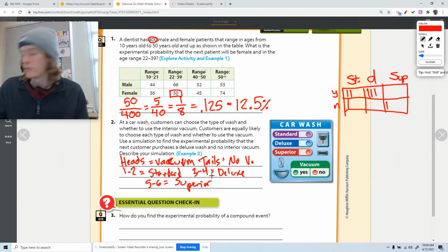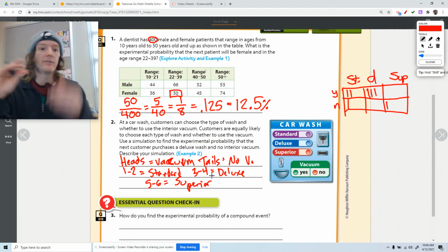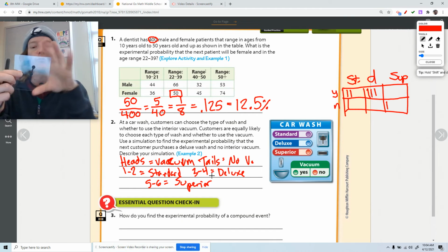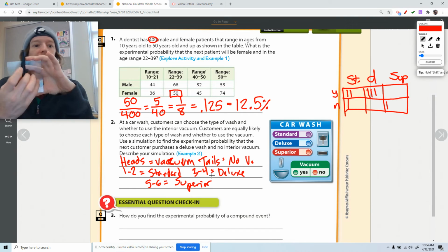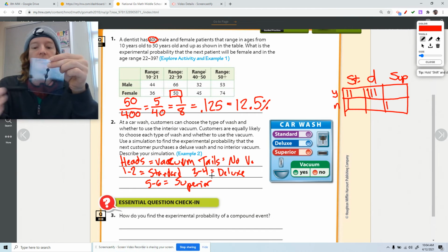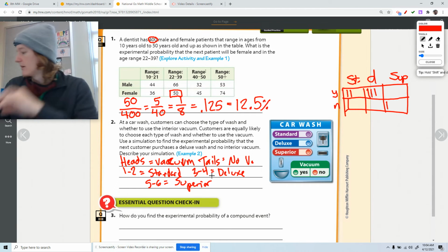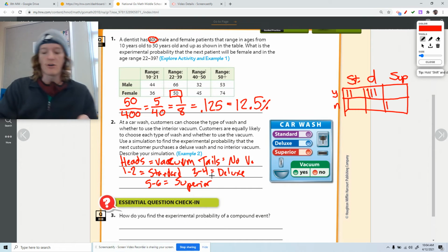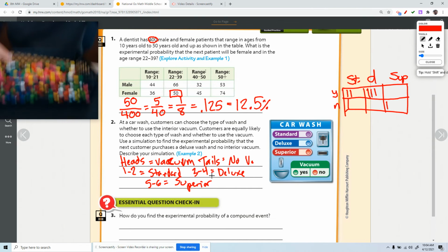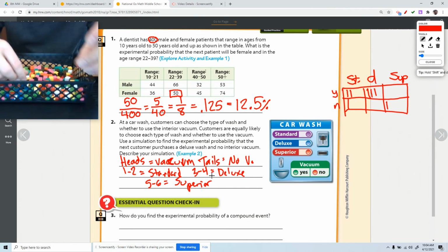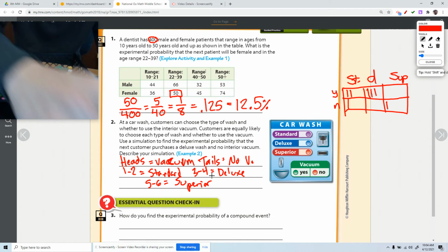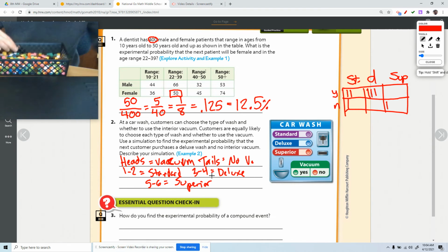Other ways we could do it, we could do a spinner. We could have 2 spinners. One of them was divided up the middle where we had vacuum and not vacuum. And we had another spinner that's broken into thirds where it's standard, deluxe, and superior. We could do marbles or color cubes, we could say, okay, well, if they get red, that's no vacuum, and blue is a vacuum.